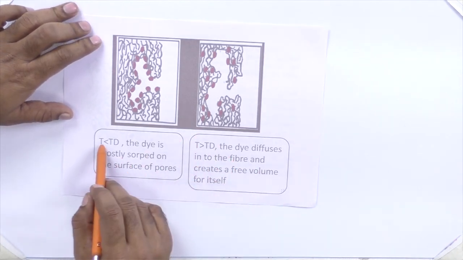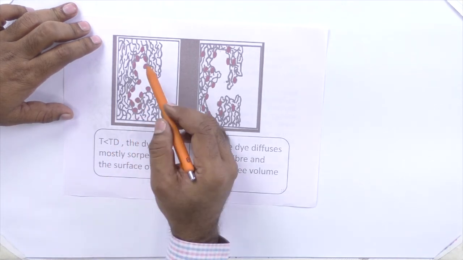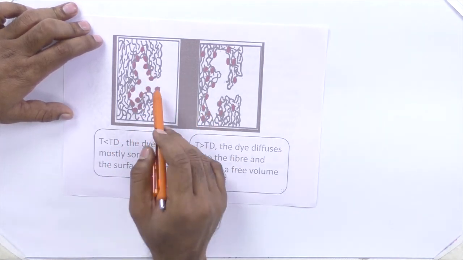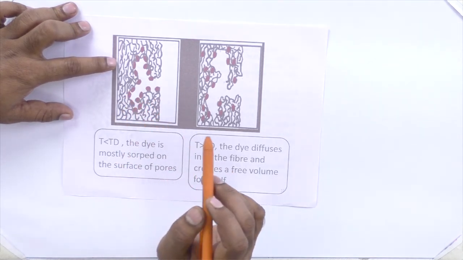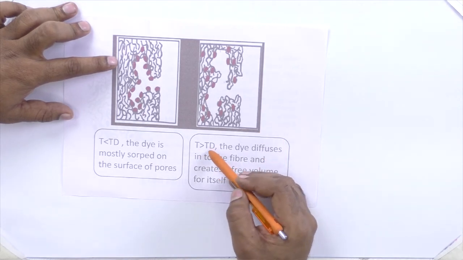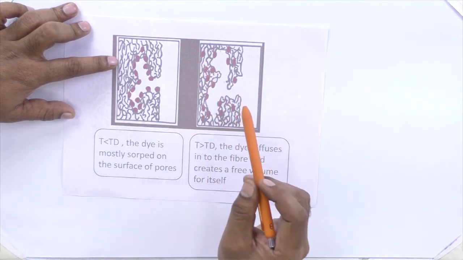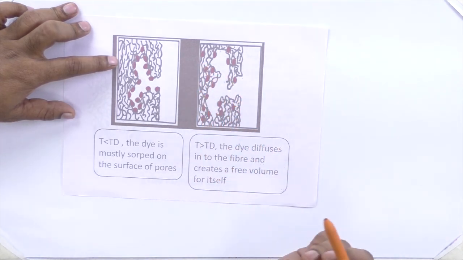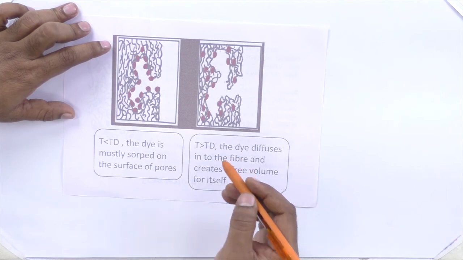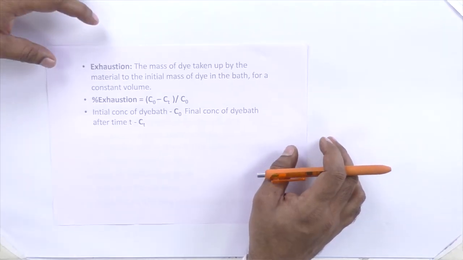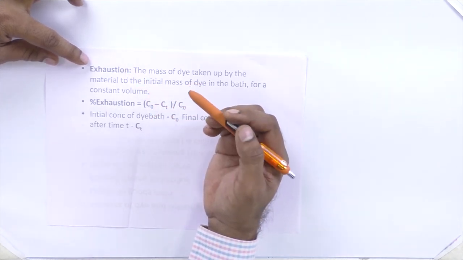When the dyeing temperature is less than the glass transition temperature, the dye particles stay on the surface of the polymer matrix, so they are not diffused into the fiber matrix. Whereas when the temperature is above the glass transition temperature, the dye diffuses into the polymer matrix and occupies the free volume, so in this case the temperature should be above the glass transition temperature. And the terms used in dyeing: normally exhaustion is a very important term used in dyeing.